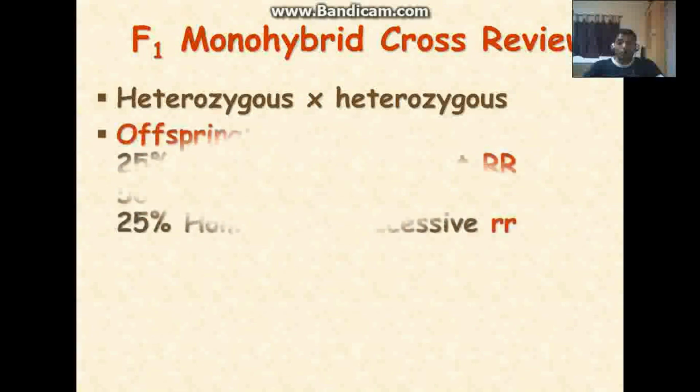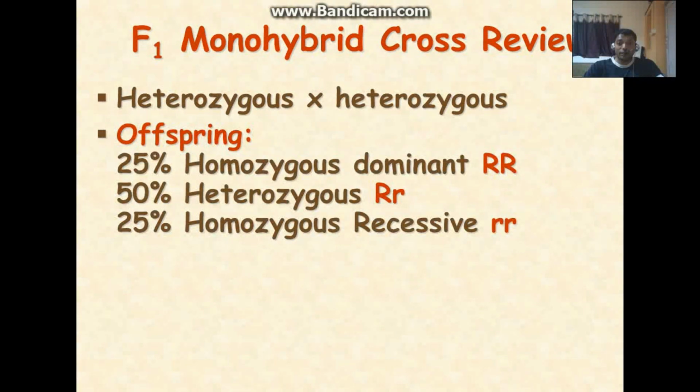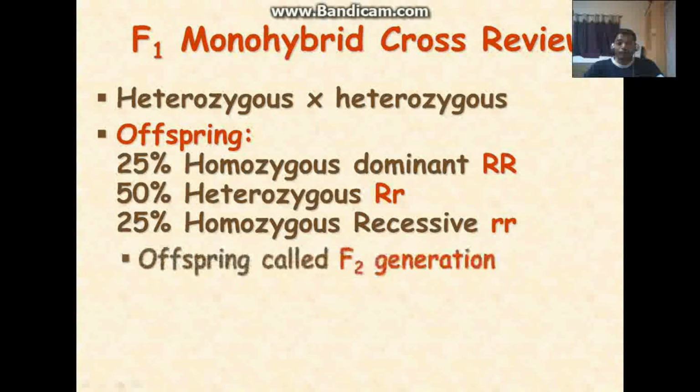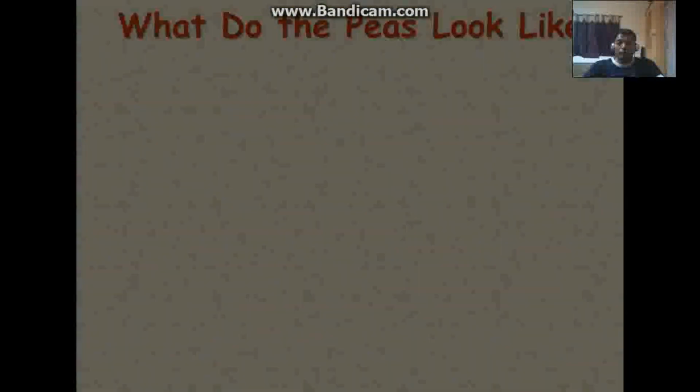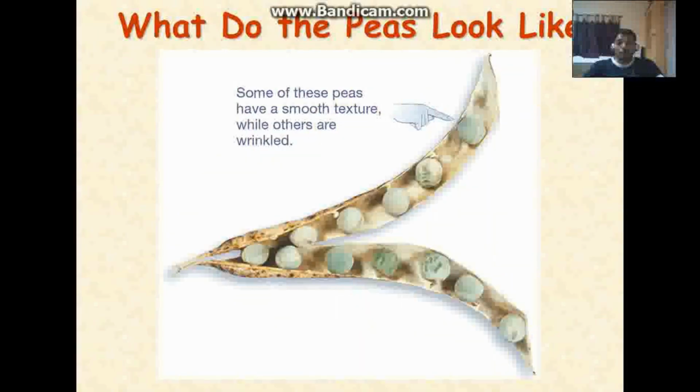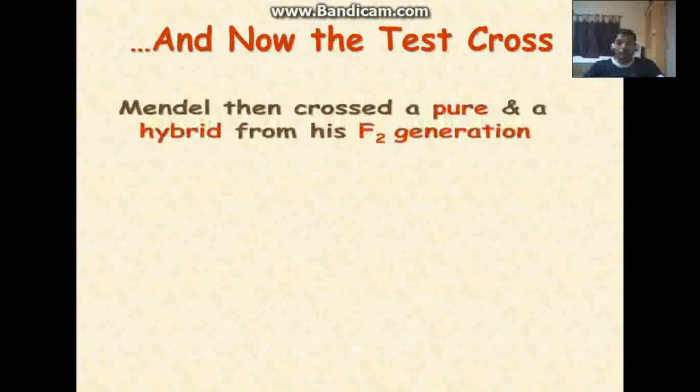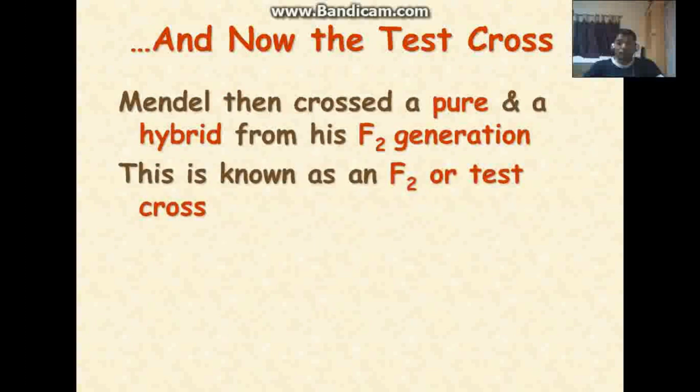The monohybrid cross review: the heterozygous is 50%, 25% homozygous dominant, 25% recessive. Mendel then went forward. He did a test cross, which we shall see in the next lecture.